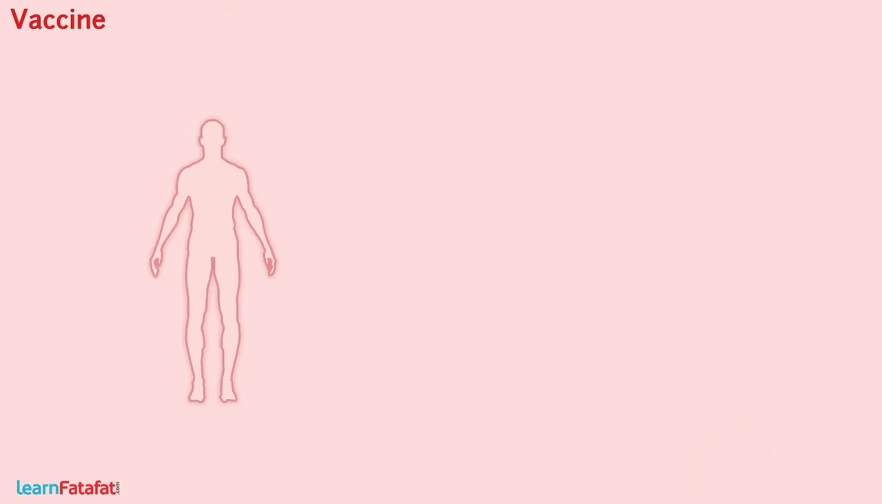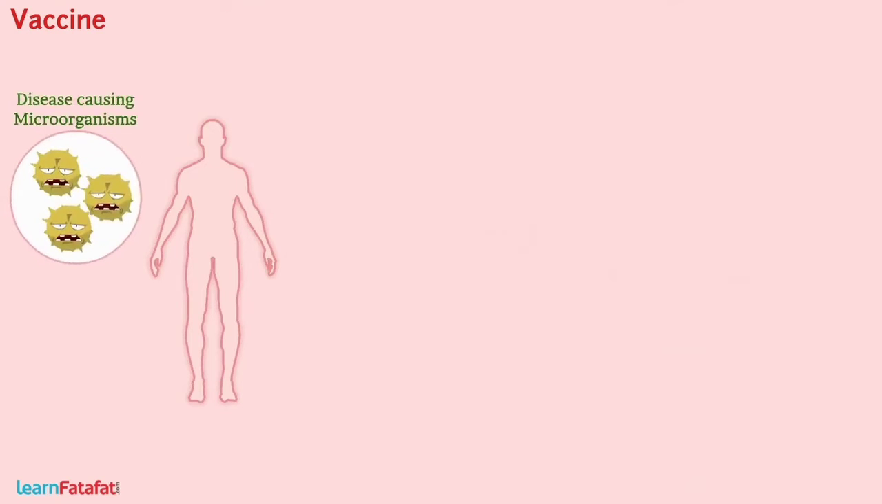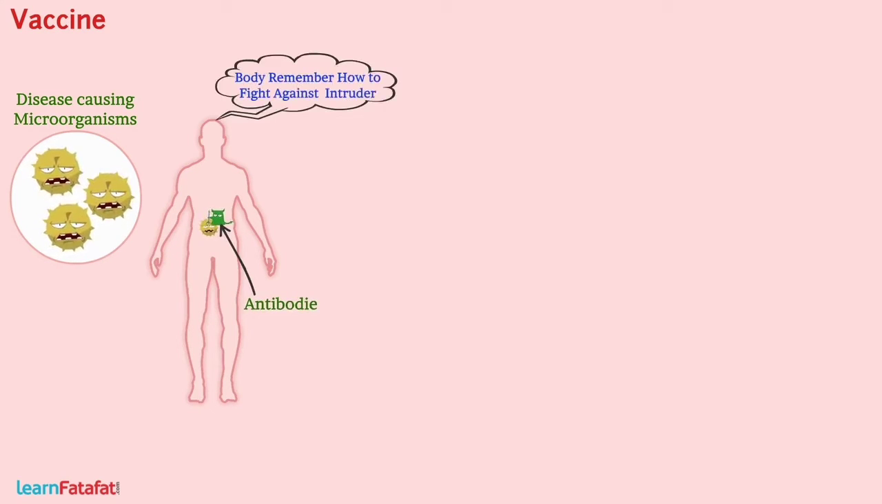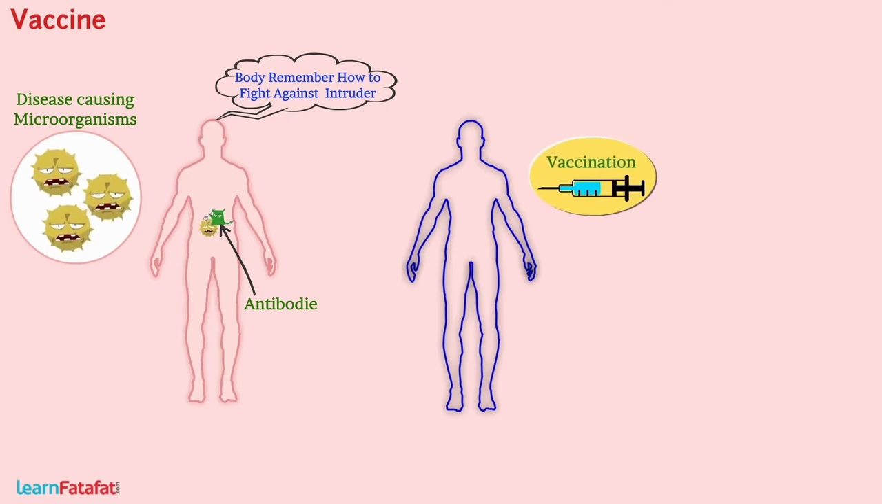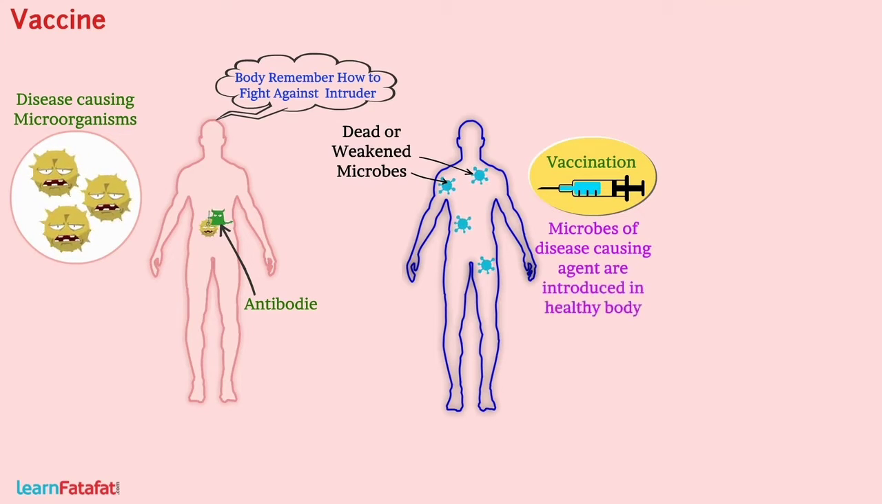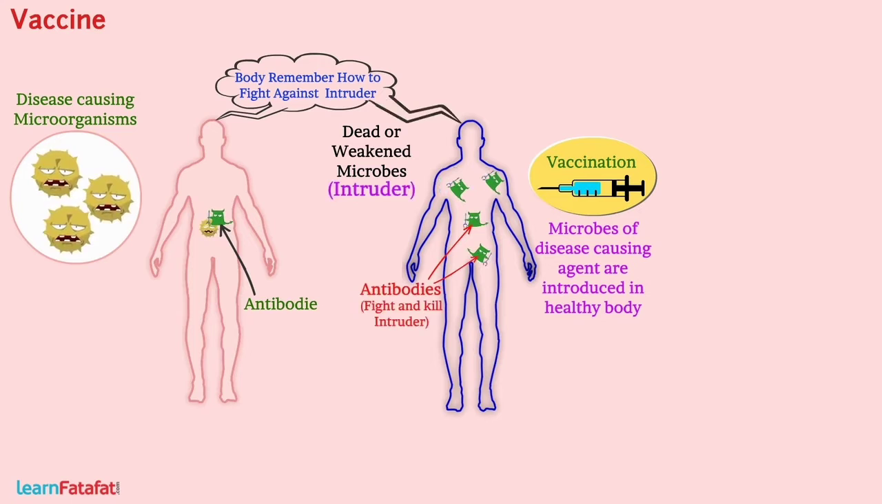Now let us see how vaccines work. When a disease-causing microorganism enters our body, our body starts producing antibodies which can fight against these microorganisms. Our body also remembers how to fight against a particular microorganism. Vaccines are actually weakened or dead microbes which are introduced into our body. When they enter our body, it starts producing antibodies to fight and kill the intruder. These antibodies protect our body from future invasion of these microorganisms.